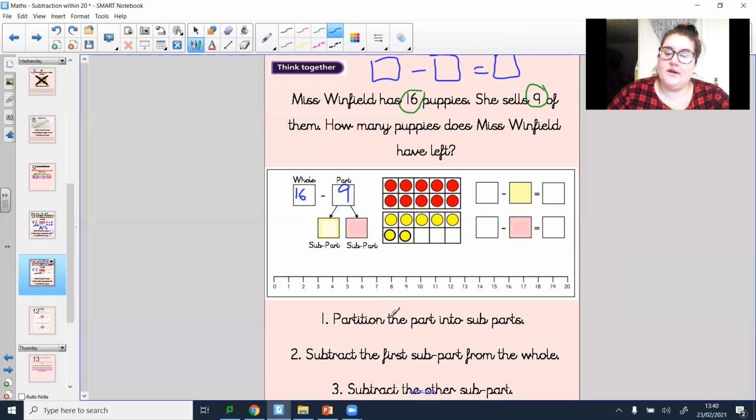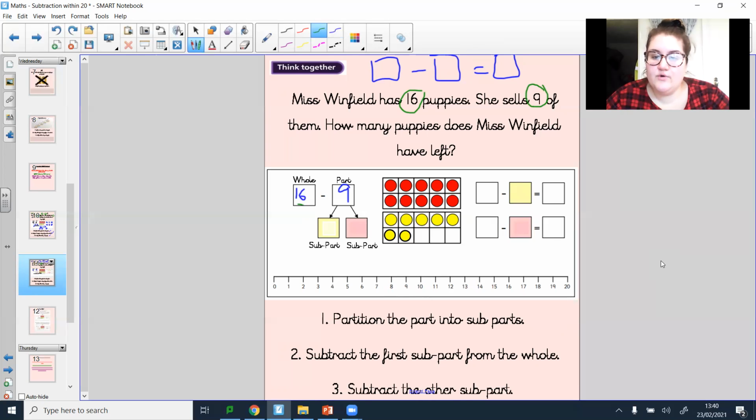So step 1, partition the part into subparts. So I'd like you to have a go at this, please. I'd like you to look at the number 9, look at the number 16 and what it's made up of. How many 10s, how many 1s? Okay, see if you can partition the part into subparts for me. Off you go.